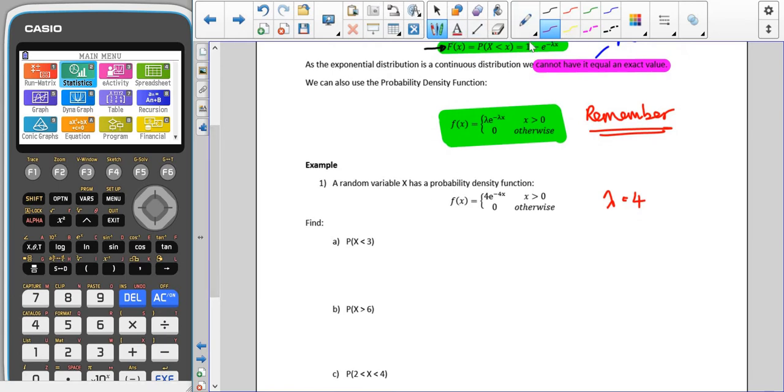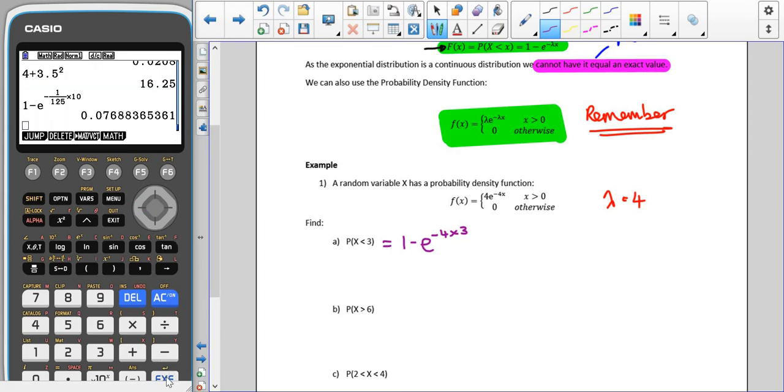Then we can use our formula that we have here. So probability of x being less than 3 is going to be equal to 1 minus e to the minus lambda, which is 4, times x, which is 3. Then we're going to put that into our calculator, into the normal run math mode. So 1 minus e, which we get by using shift and then the ln button. For some reason my pupils like to call it in.